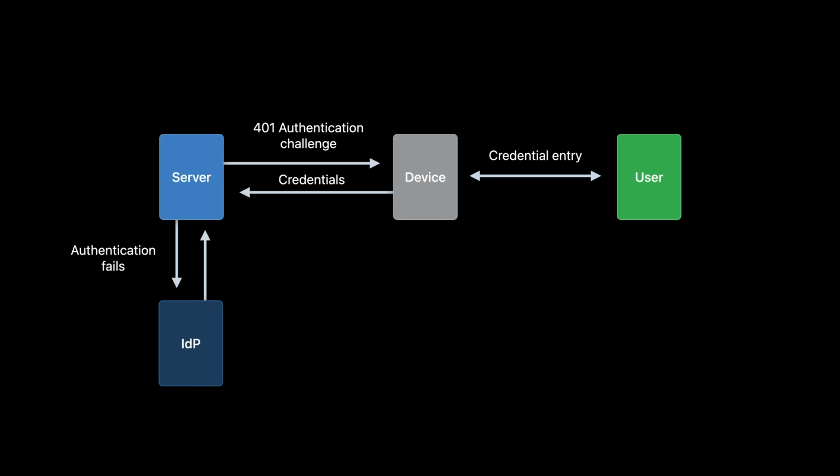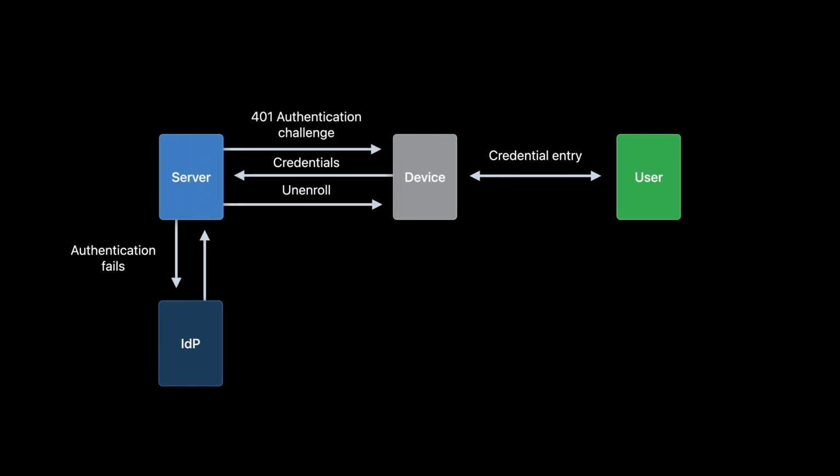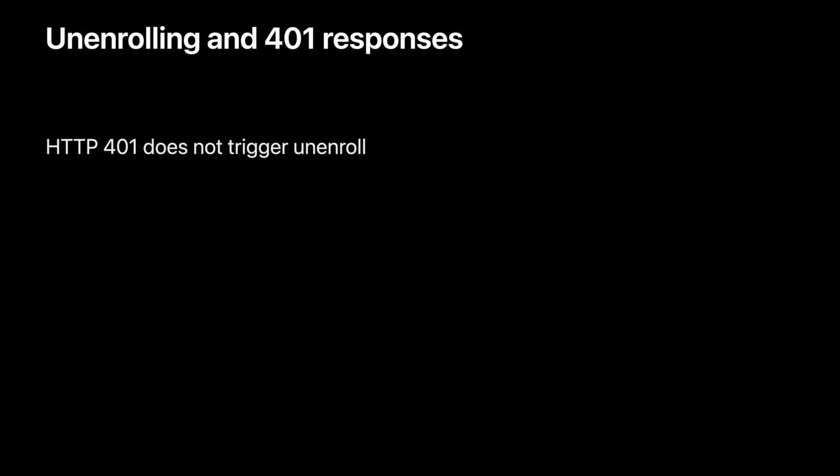If, for any reason, a user's authentication attempt fails, the server may no longer trust the device. In this case, the server can remove any sensitive MDM payloads, or it can completely unenroll the device. And when it comes to unenrolling from MDM, because ongoing authentication leverages the HTTP 401 response, it's important to note a key difference here between profile-based enrollments and this new user enrollment.